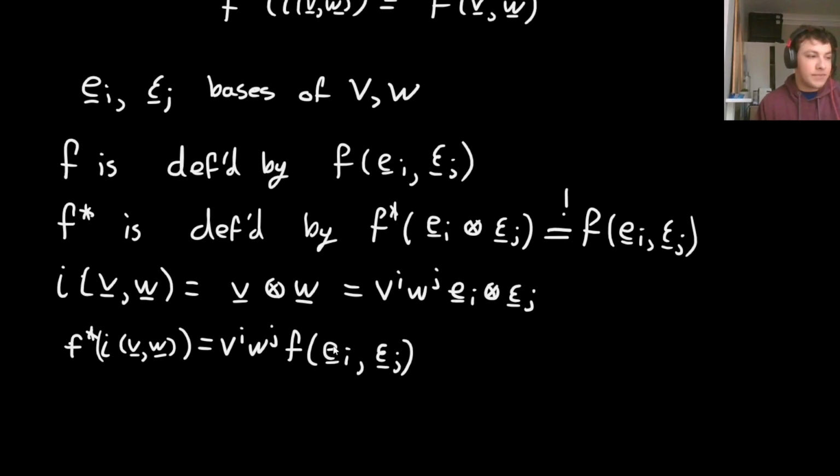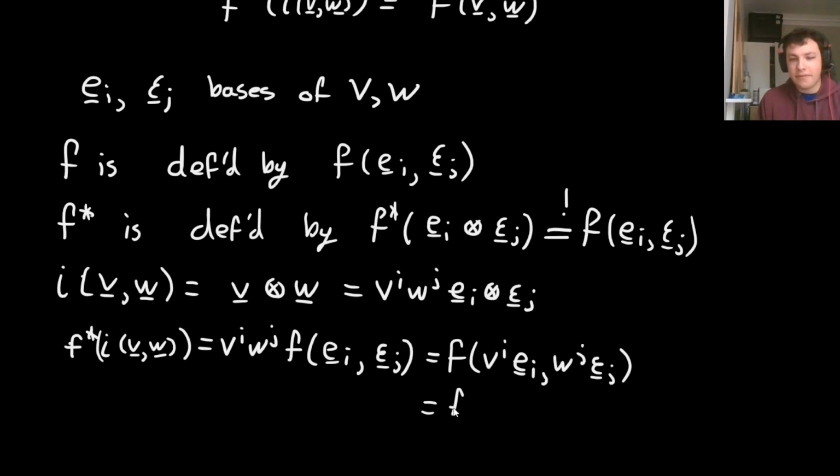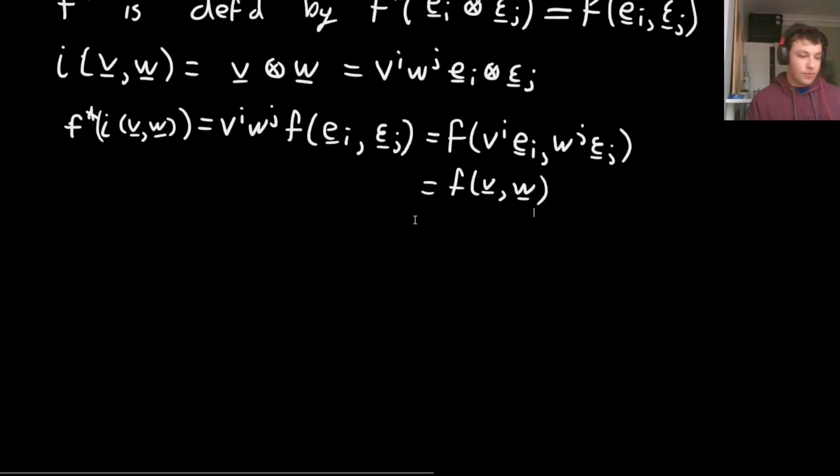But then this map is bilinear, so we can pull the v into this argument, and we can pull the w into this argument. Obviously we could do it the other way around, but that wouldn't make sense. That is f of v_i e_i, w_j epsilon_j, which is f of v w. So our tensor product is this abstract tensor product as well. Brilliant.